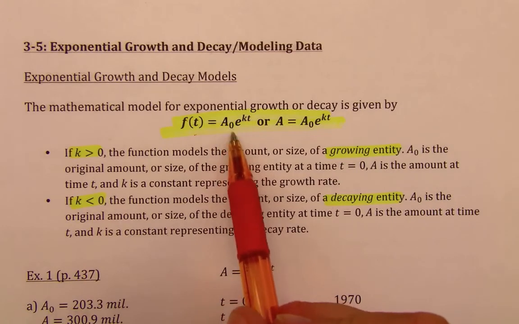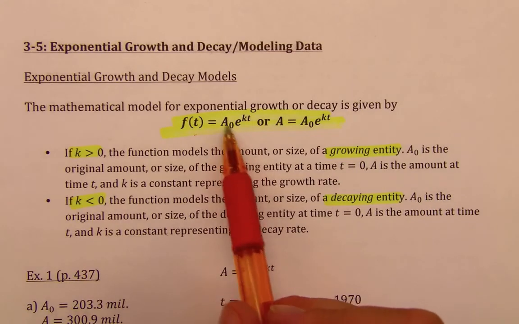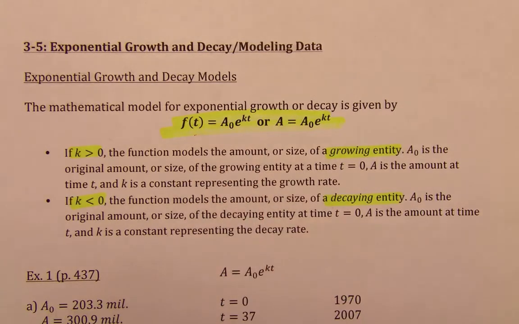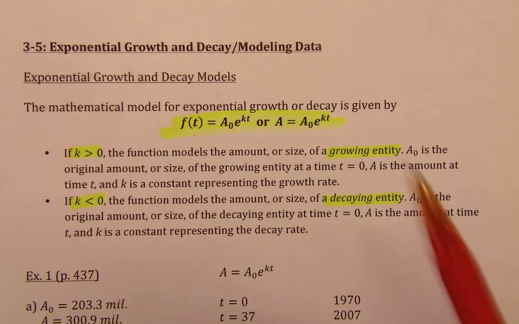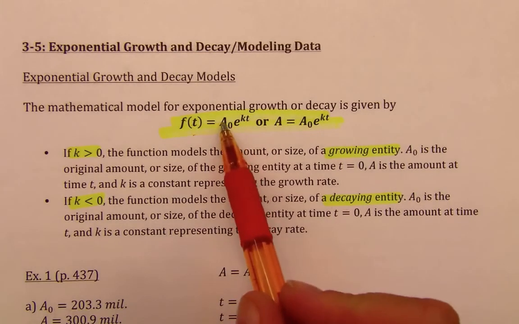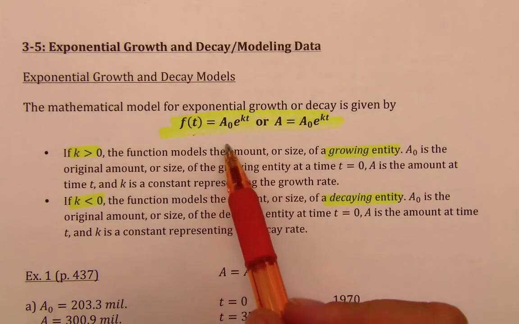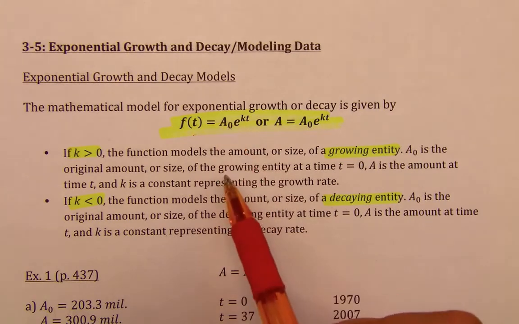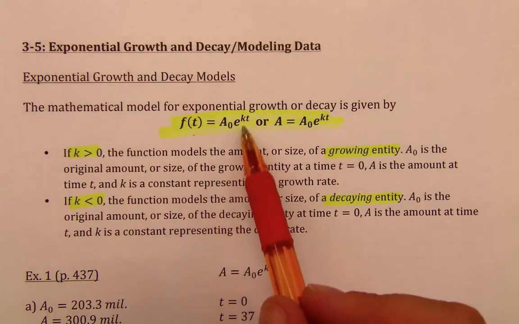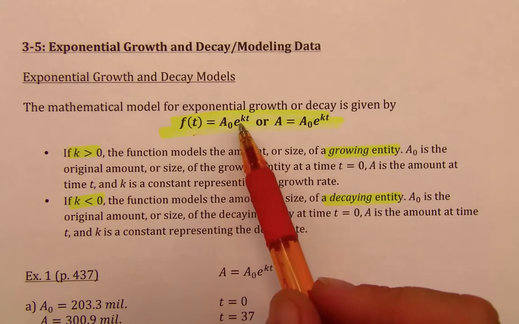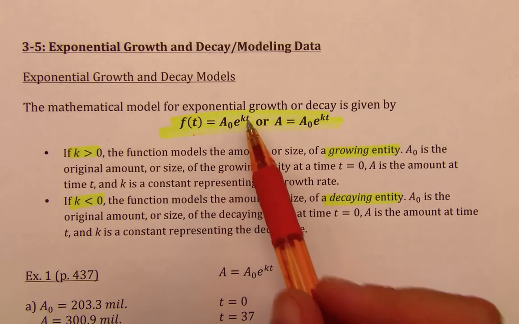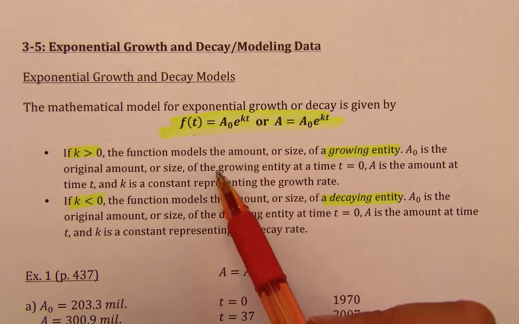A sub naught, that's the way we would read this, A sub naught is what we're starting with. So if we're talking about a fossil that's decaying, it's the initial amount of the fossil. Or if we're talking about money that is growing in an account, it would be the initial amount of money that we started with. K is the rate that we're going to be using, and K will either be positive or negative based on whether it's growing or decaying. And then T is the amount of time that we're looking at.